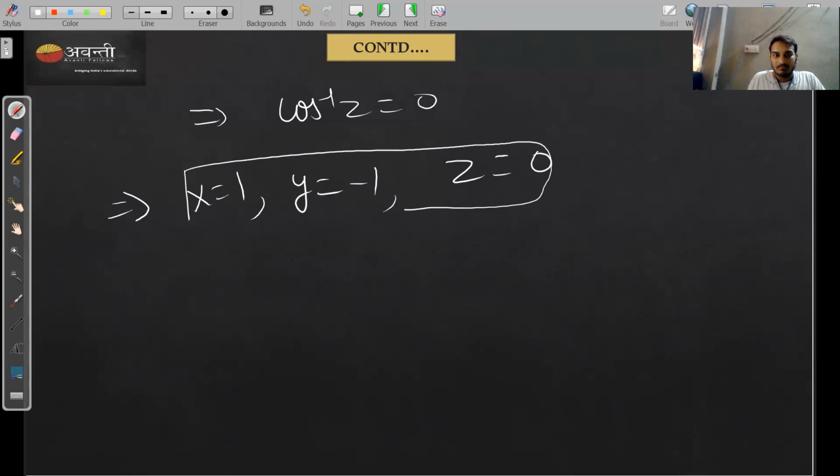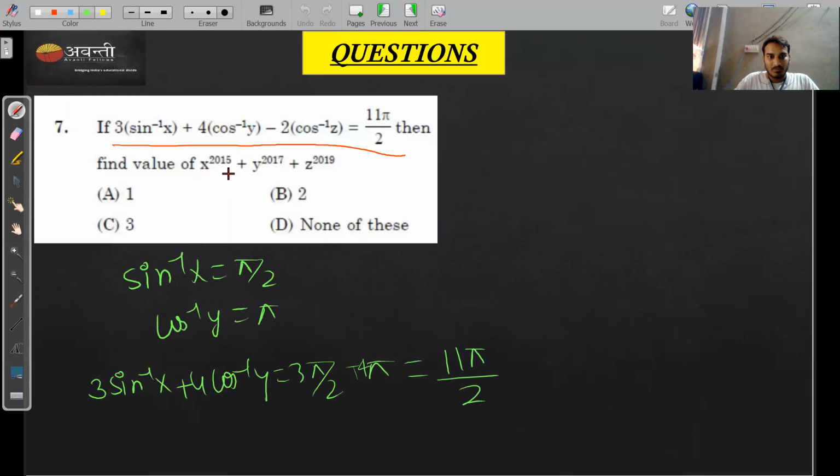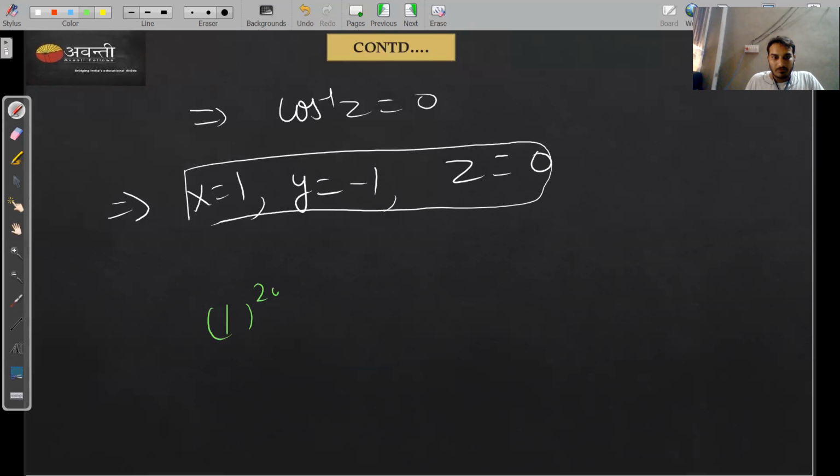So now you can find the equation, right? Now you can find it. So what is given? It's given x raised to the power 2015, 17, 19, right? Okay. So x raised to the power 2015 plus minus 1 raised to 2017 plus 0, right? Sorry, there is a mistake, guys. See, cos inverse z is 0. It means cos z would be 1, right? Z would be 1, right?